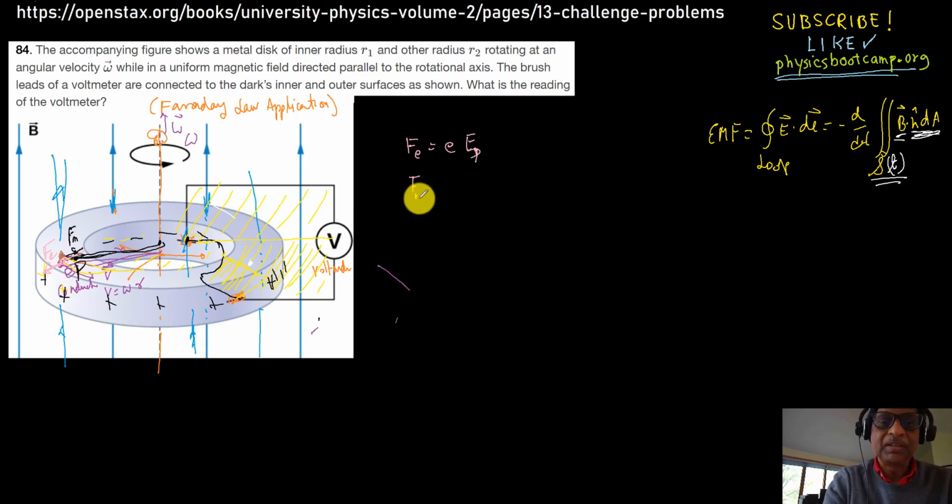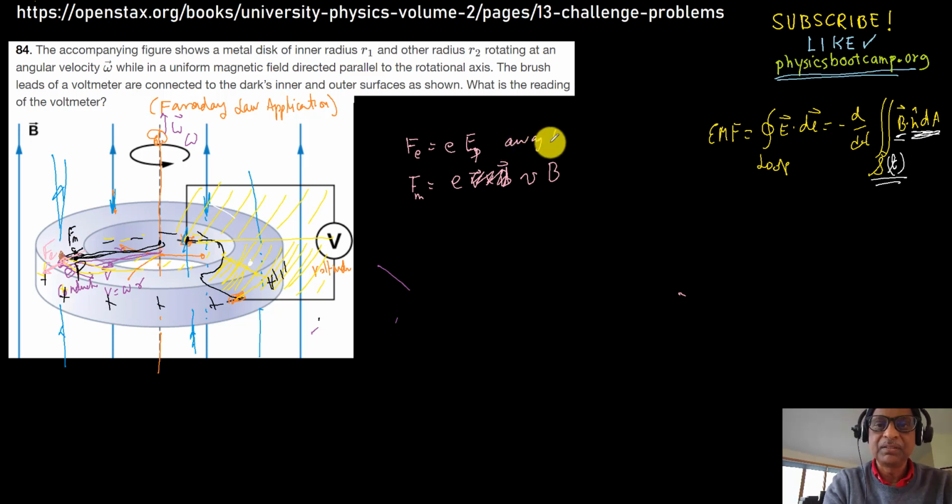And the magnetic field is going to be E, and V cross B, and they're 90 degrees to each other, so this will just be VB, and it's pointed towards the center, so away from center, towards center, and so that V is going to be omega times R.